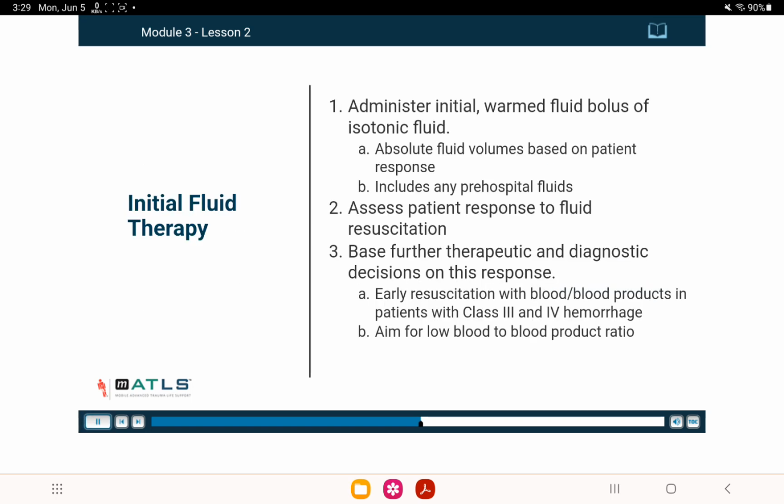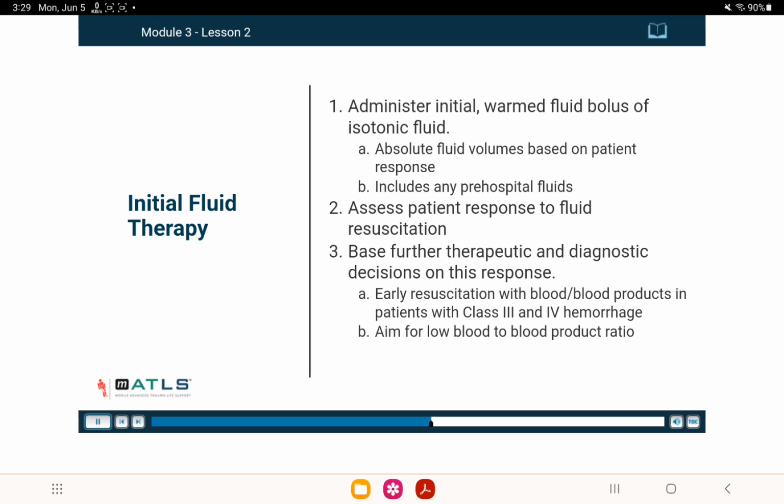The amount of fluid and blood required for resuscitation is difficult to predict on initial evaluation of a patient. Administer an initial warmed fluid bolus of isotonic fluid. Then assess the patient's response to fluid therapy, looking at end organ perfusion and tissue oxygenation. Further therapeutic and diagnostic decisions are based on your observation of patient response.